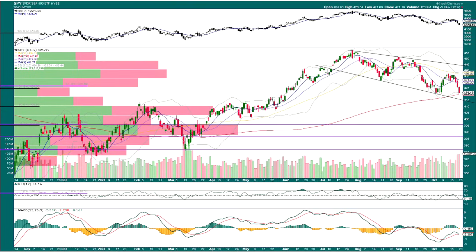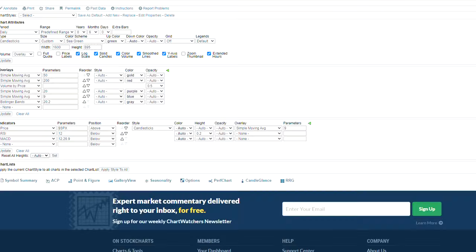So let's go ahead and start looking at the sectors. We can see that the market is falling apart. The economy is changing as well.